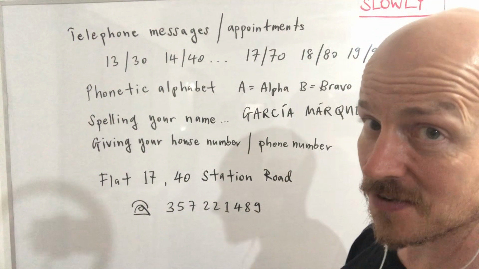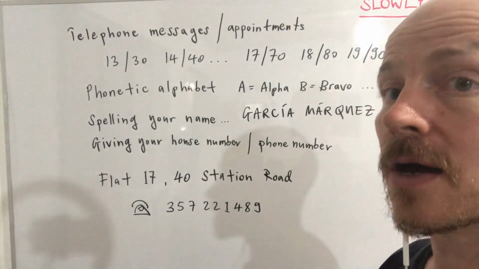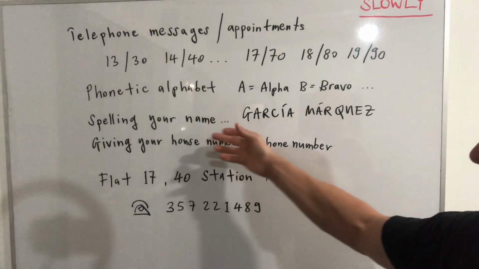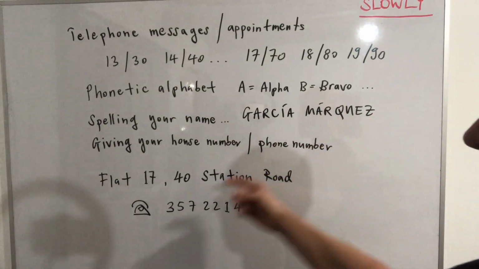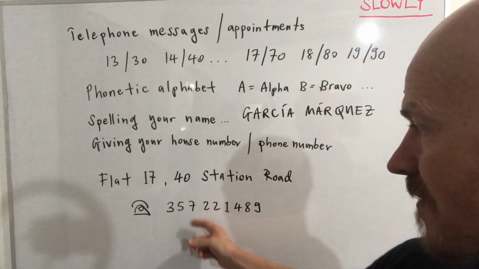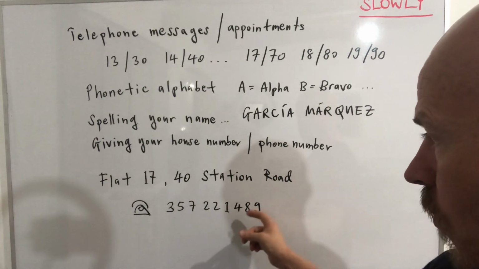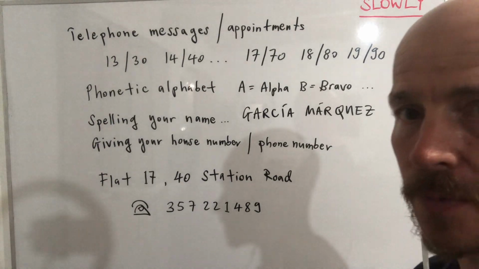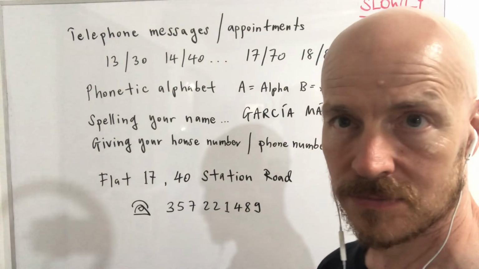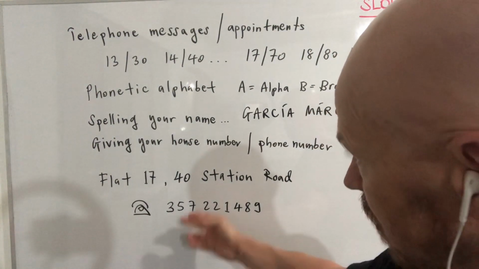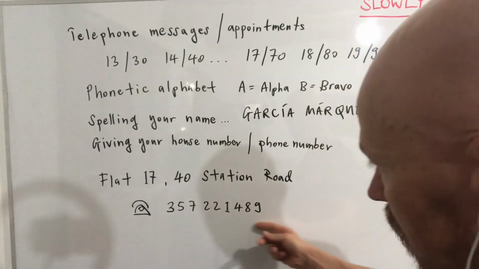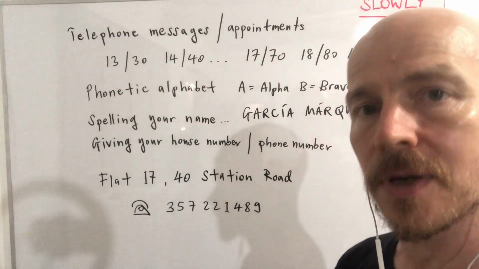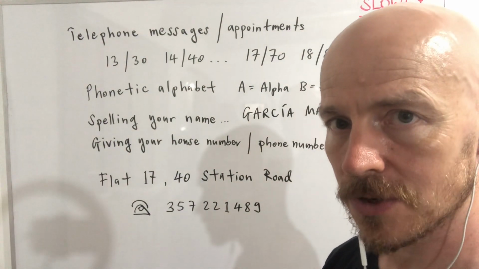So if you have to give this as an answer phone message, like who you are and what you're hoping the person will ring you back, I would say something, okay, this is Mr. Garcia Marquez. My number is 357 221 489. I'm ringing because I want to make an appointment. So it's quite quick, but the key thing is you've said who you are, and most importantly, the second thing you should certainly give is the telephone number, so they're easily able to contact you.